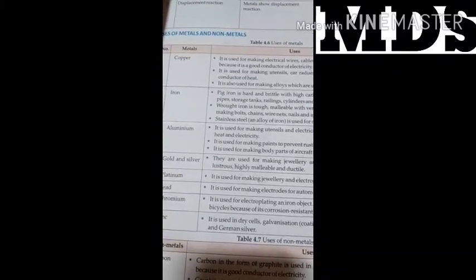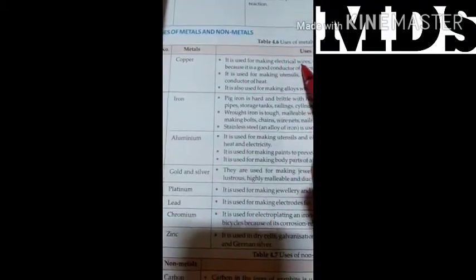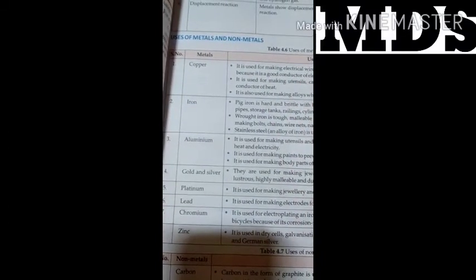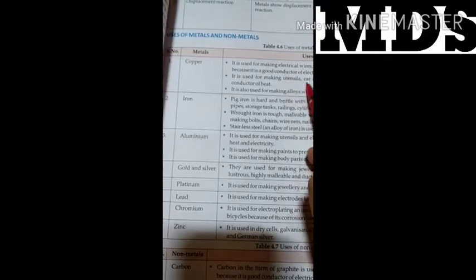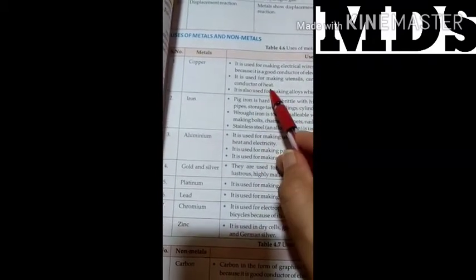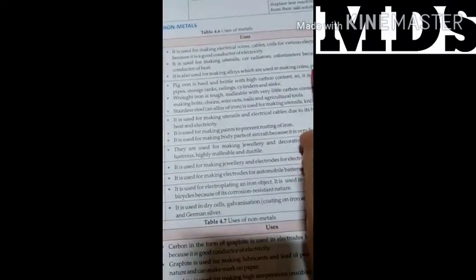Next, the usage of metal and non-metal. Where we can use metal and non-metal, there is copper. We use copper for making electric wire, cable, and coil like this because it is a good conductor of electricity. It is used for making utensils, car radiator, and calorimeter because it is a good conductor of heat. It is also used for making alloys, which are used in making coins, pipes, etc.